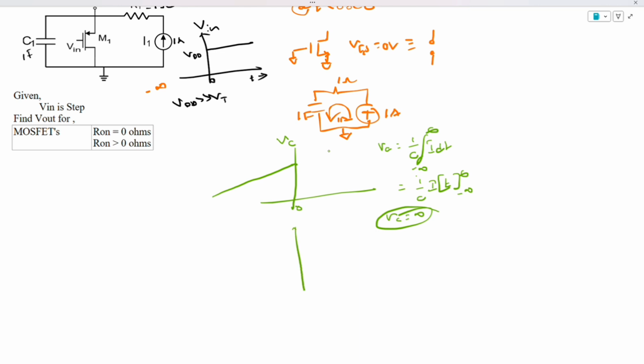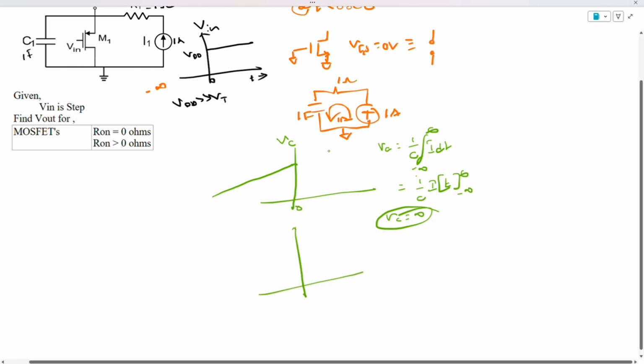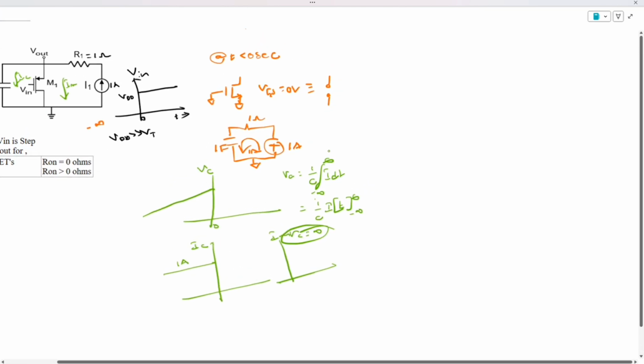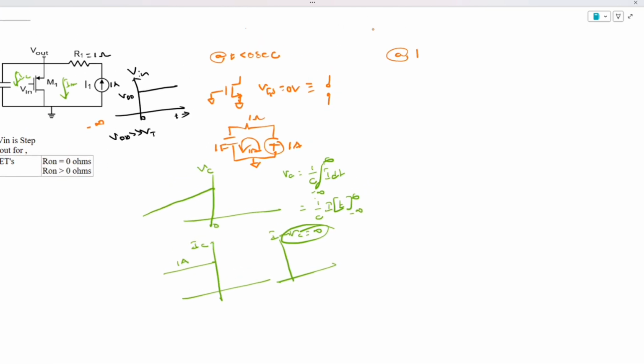What about the second graph we can draw? It is about the current flowing through. This current will be IM, the MOSFET current, and this will be IC, the capacitor current. What is the IC here? IC will be a constant 1 ampere, and IM is equal to 0, constant. That's the information we have for t less than 0 seconds.